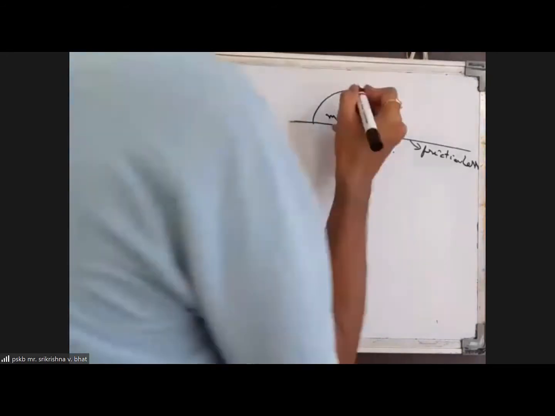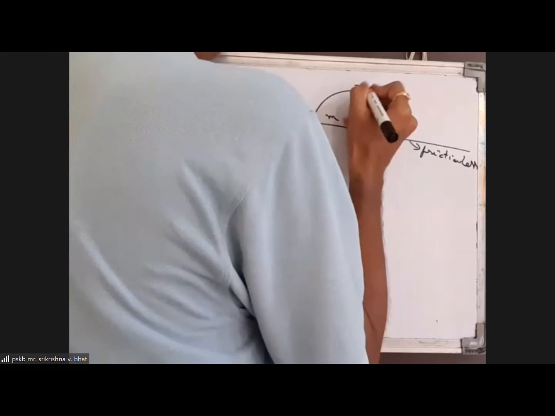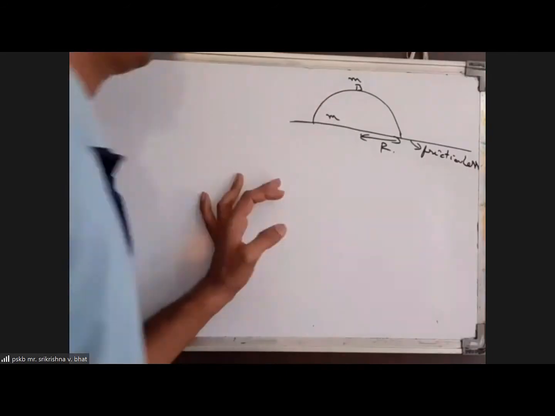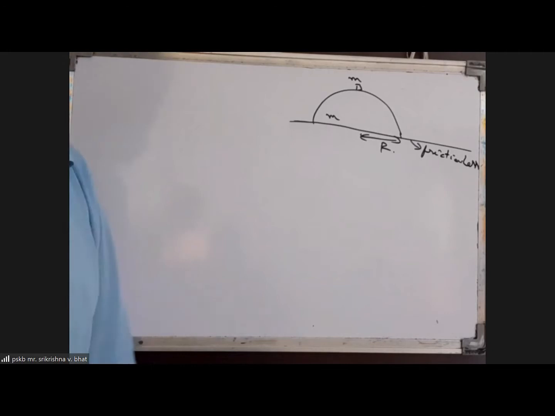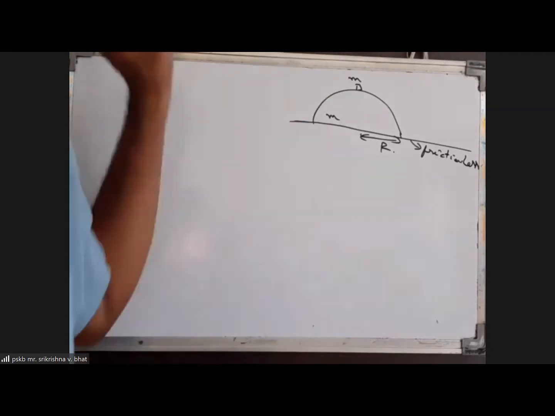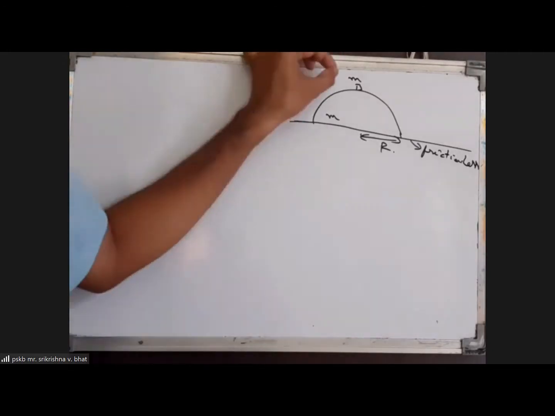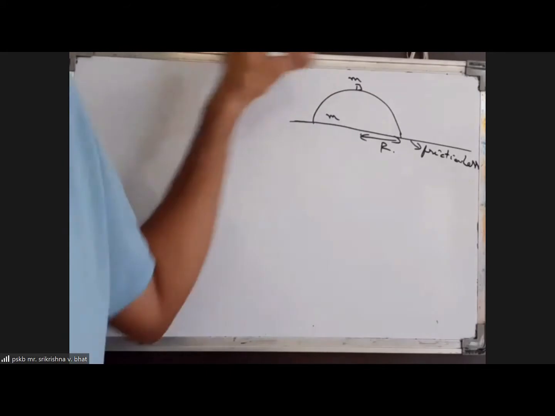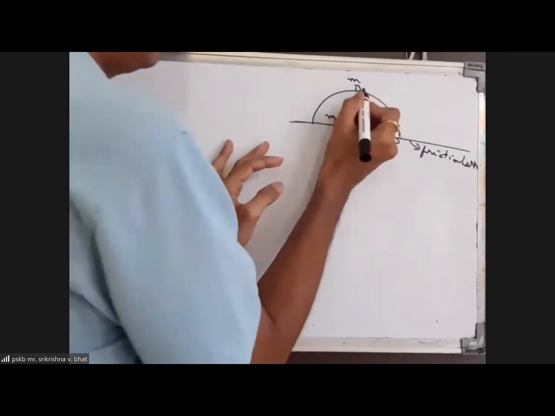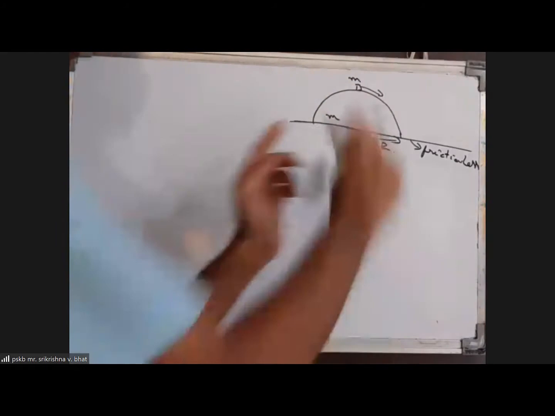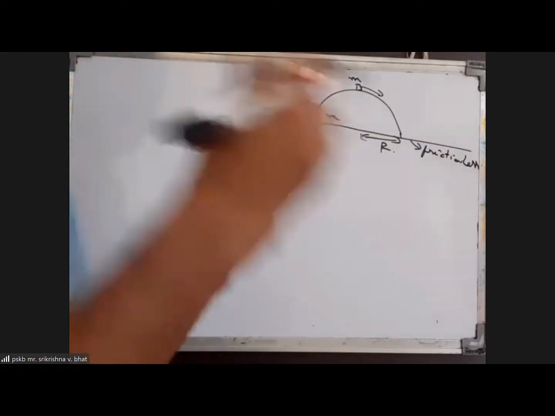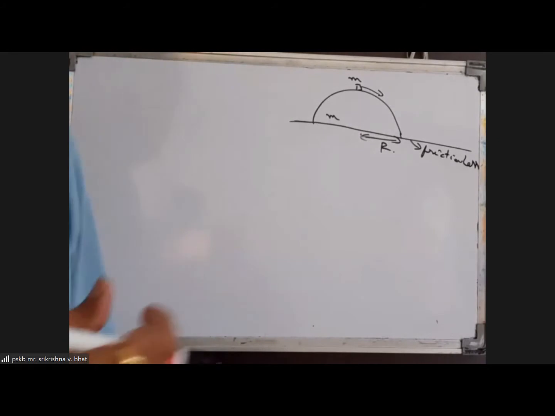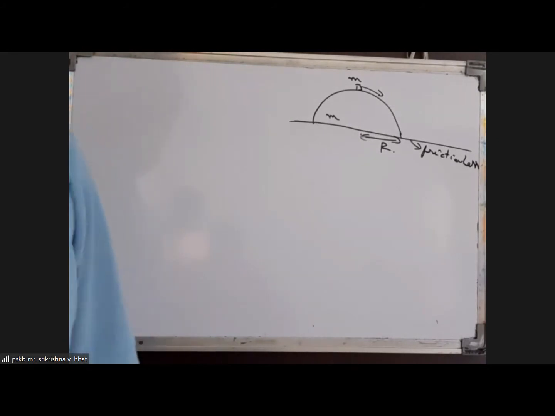On top of the hemisphere there is a small block, which is also having the same mass, small m. So the block is just resting on top of the hemisphere, and it is given a slight push. I mean, slightly it is disturbed, and therefore it starts sliding down the hemisphere. Of course the hemisphere is also free to move because it is placed on a frictionless surface.